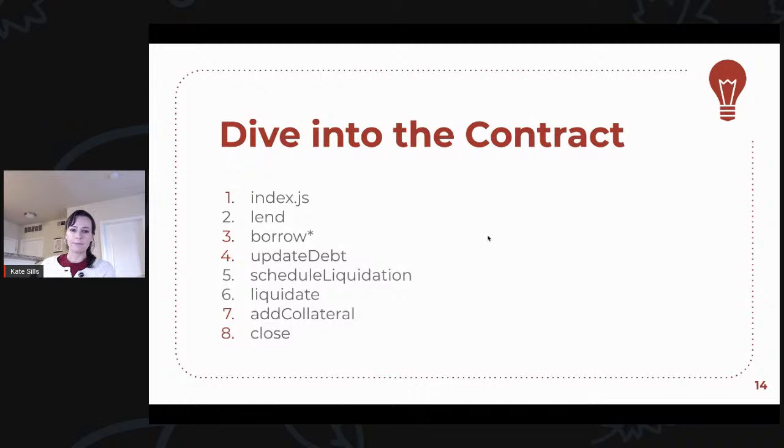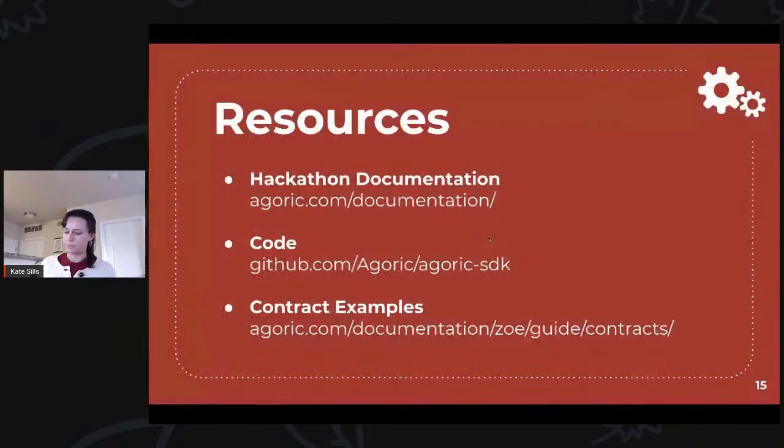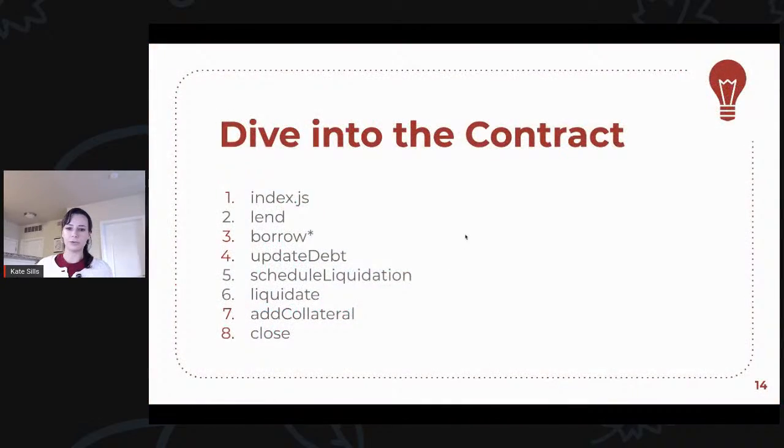Okay, so let's go ahead and dive into the contract, but let me give a little bit of an overview. It's a very lengthy contract, so each of the different parts of the contract have been divided up into different files. We'll start with the index file, and then we'll go into the lend file, which is kind of the lender role. We'll go into the borrower role, and then we'll go into all of these different parts: scheduling the liquidation, actually liquidating, adding collateral, closing the loan, things like that. Okay, so let's go over to the contract.